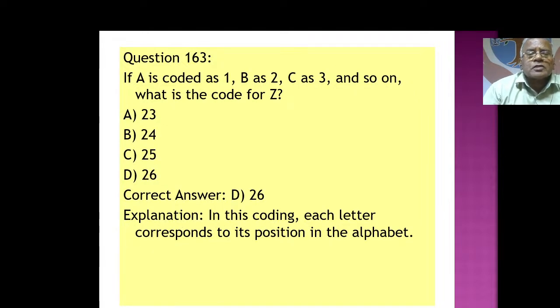If A is coded as 1, B as 2, C as 3, and so on, what is the code for Z? Okay. So very simple it is. Write all the alphabet up to 26. Put the numbers 1, 2, 3, 4, up to Z 26, right? And then you just find the code for Z. If A is 1, B is 2, C is 3, then Z is 26. Got the point? In this coding, each letter corresponds to its position in the alphabet.